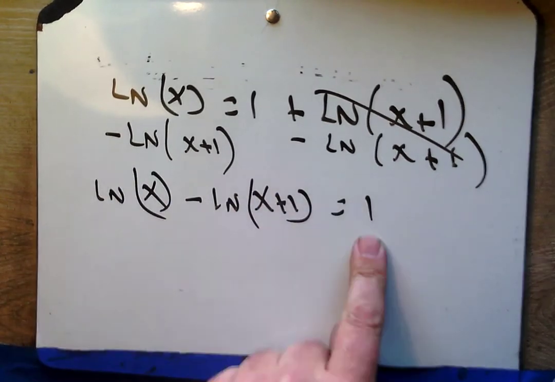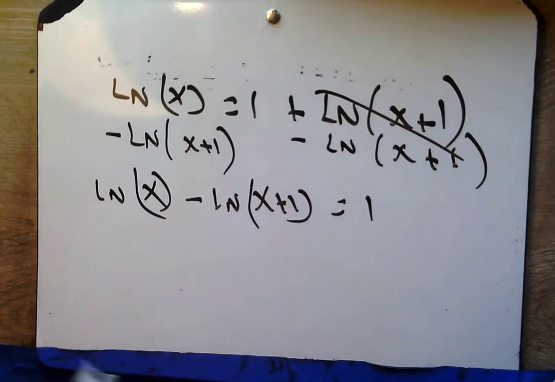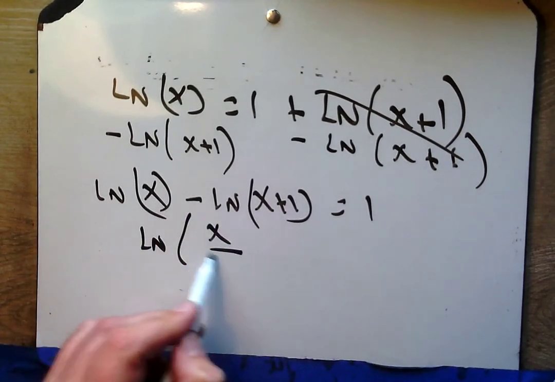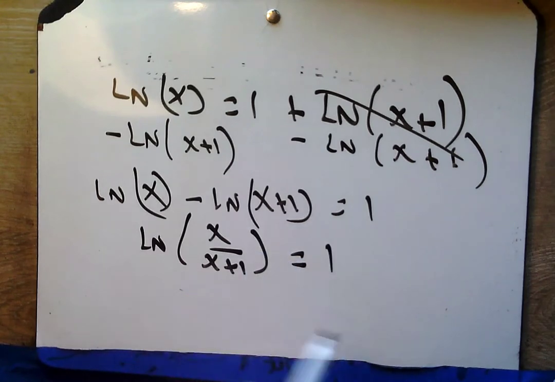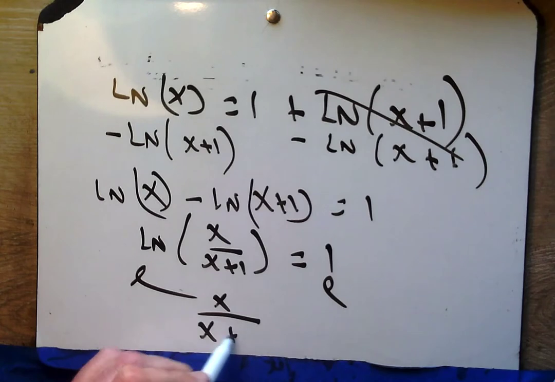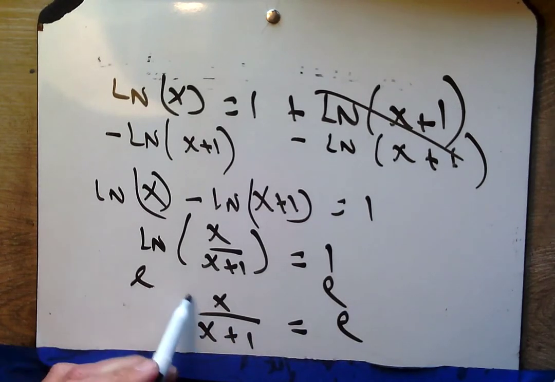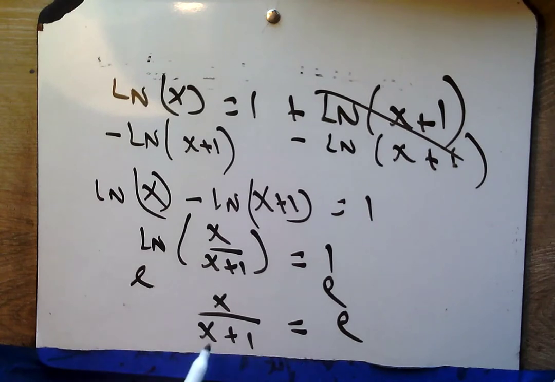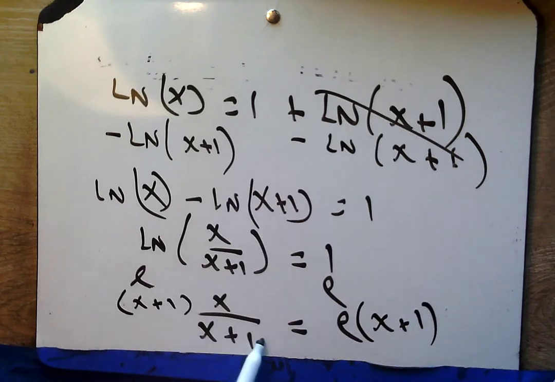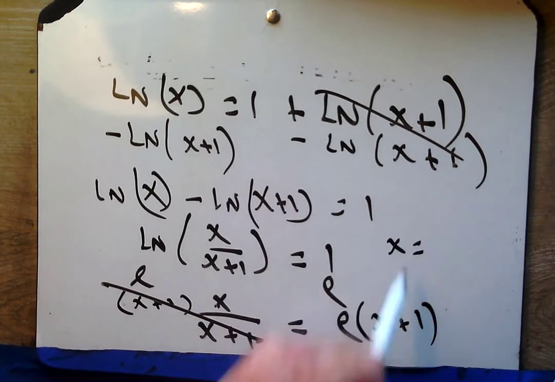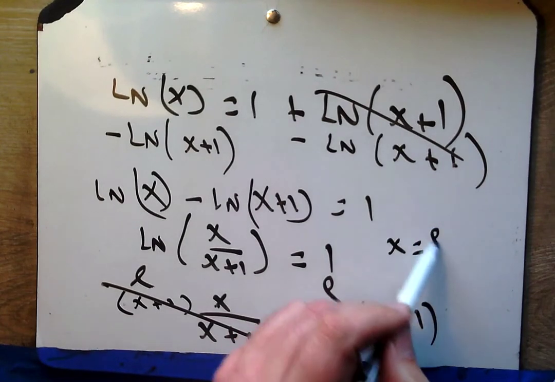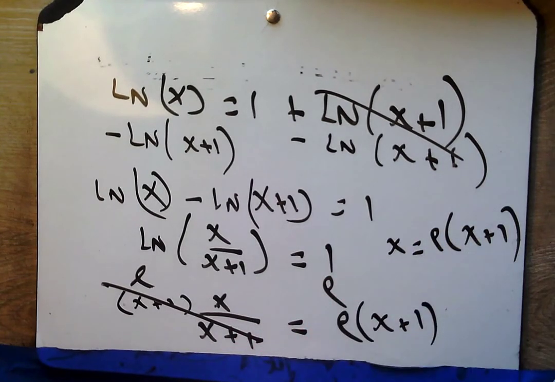I can't exponentiate yet, but I could condense these and then exponentiate. So now I have x over x plus 1 equals e. Remember, we said when we have fractions in an equation, we want to multiply both sides by the common denominator to clear out the fraction. So what do I have now? On the left-hand side, I have x. On the right-hand side, I have e times (x plus 1).